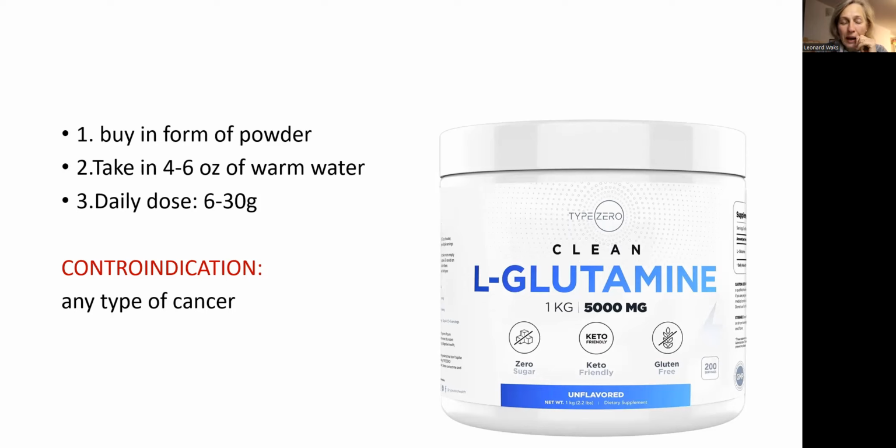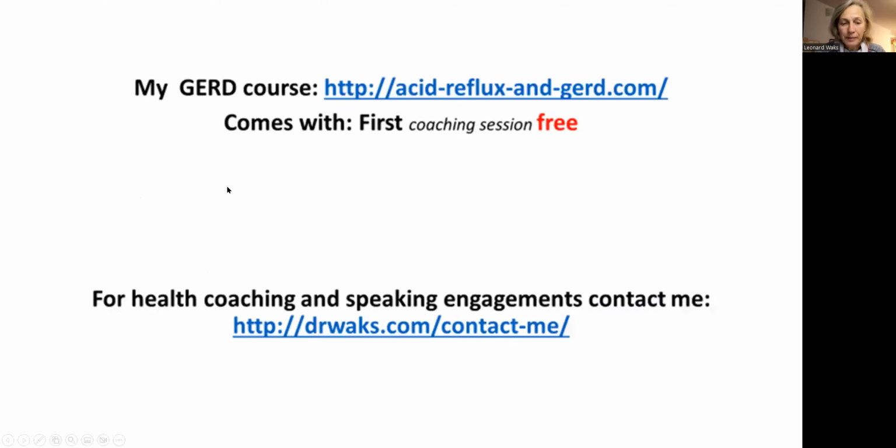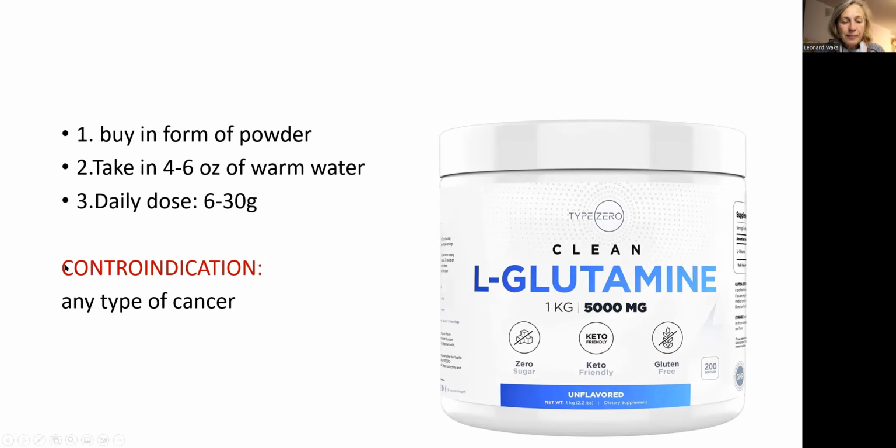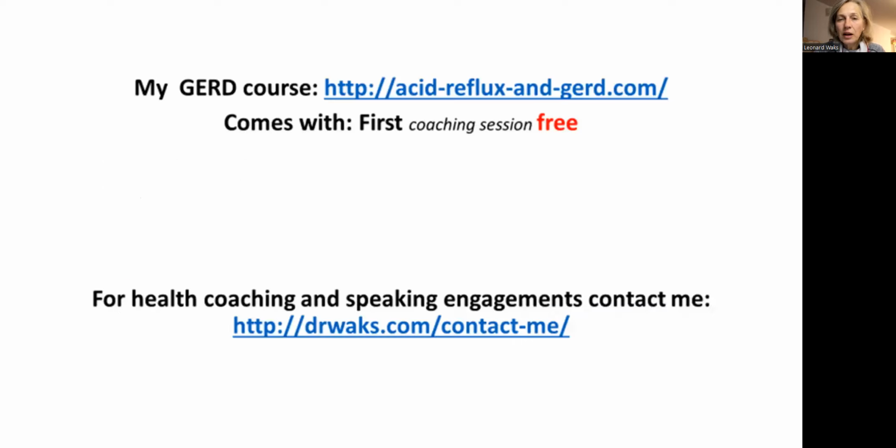So what I suggest, buy it in the form of powder. Do not buy pills, because pills usually have about 500 milligrams, meaning half a gram. So in order to get 6 grams or even double the dose, you have to take a lot of pills. So it's much easier to buy in the form of powder and dilute it in warm water. And by the way, again, it's probably contraindicated at this time for early stages of cancer, so do not use it. If you have any questions, ask me.